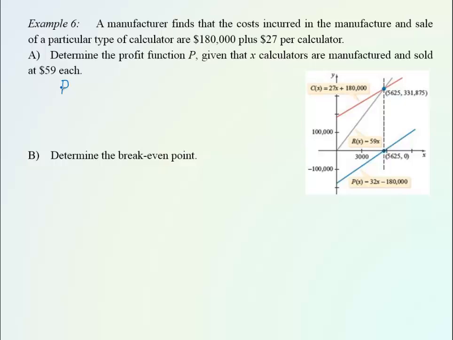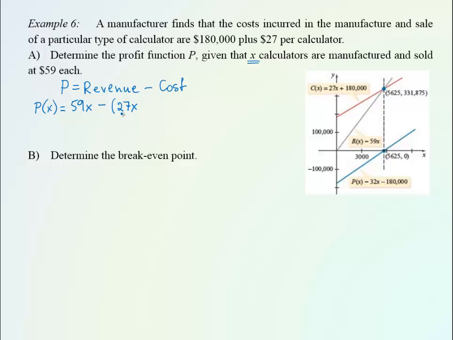So what's a profit? Profit is the revenue minus the cost. We would like to have profit as a function of the number of calculators sold. So P of X equals, what will be the revenue if we sell X calculators? Well, they are sold for $59, so it's 59X. And now what would be the cost? Since each calculator costs $27 to produce, we need to subtract 27 times X.